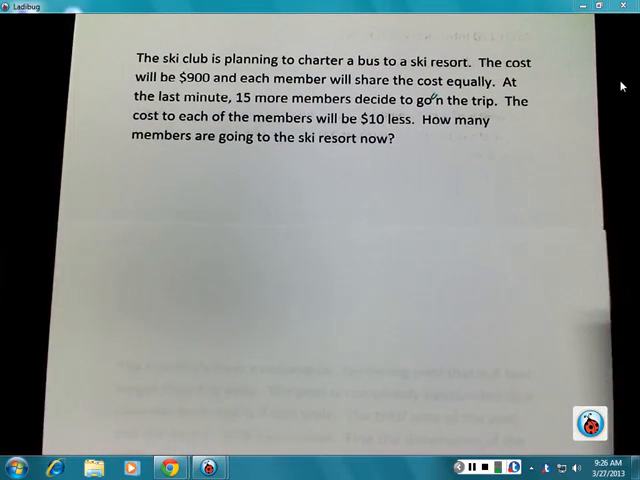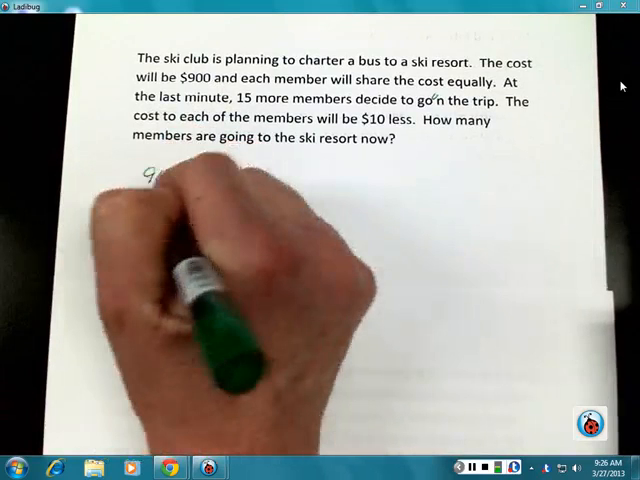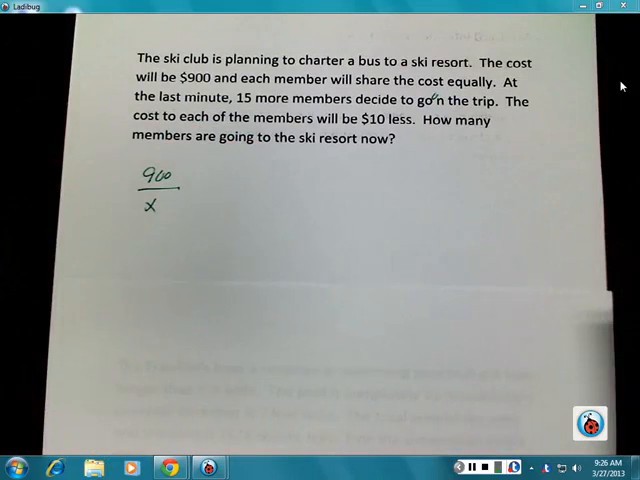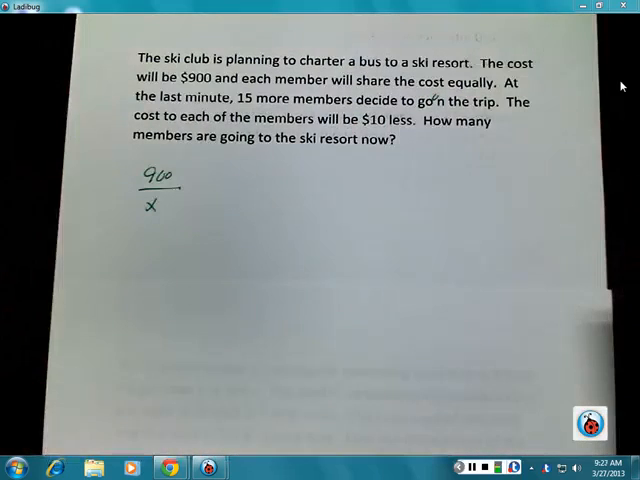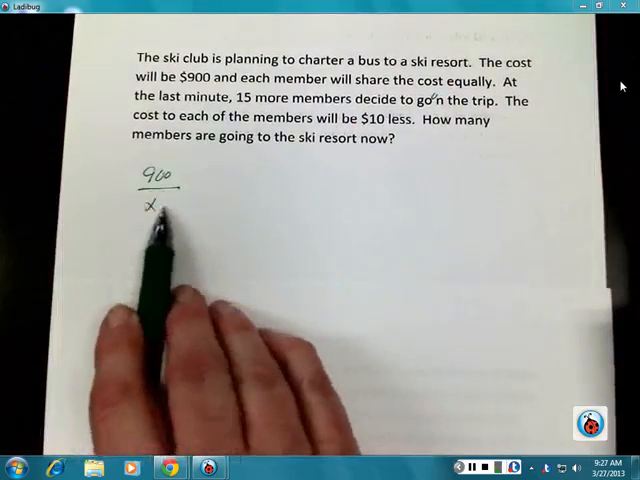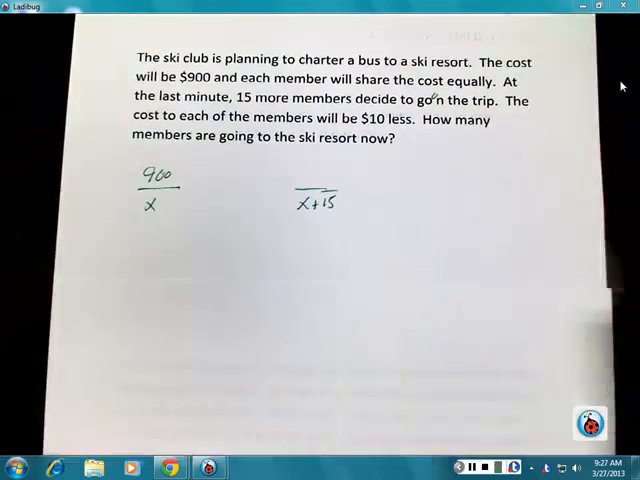Well, what this really means, if we look at it, is that $900 is divided by the number of members, correct? We understand that part? So if the members were 10, they'd pay $90 a piece. If the members were 9, they would pay $100 a piece. So then what ends up happening is 15 more members decide to go on the trip. What does that do to my X? It makes an addition, right? Because 15 more members are going.